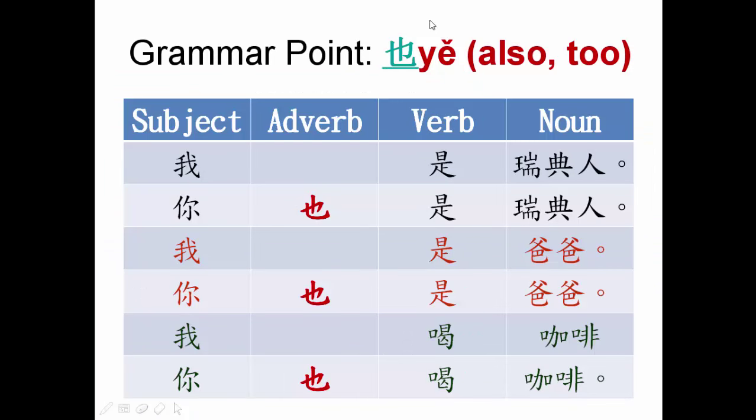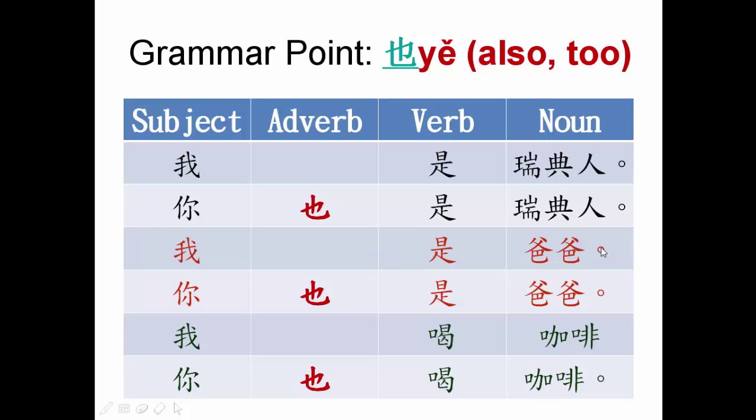再来，下一个我们要看的是也. The next one we're going to look at is 也, also or too. Okay, I will give you some examples here. 我是瑞典人. I am Swedish. If I want to say you are Swedish too, or you are also Swedish, then we will use 也. The same as 都, we will put 也 between the subject and the verb. So it becomes 你也是瑞典人.